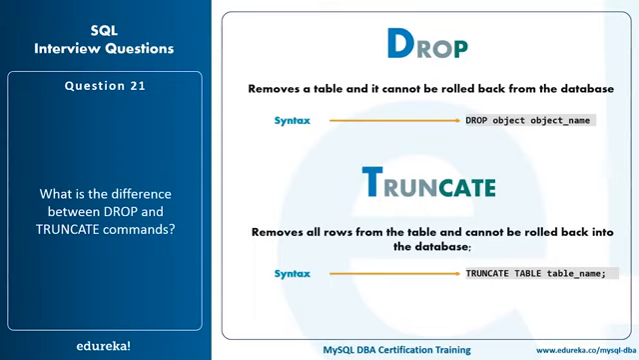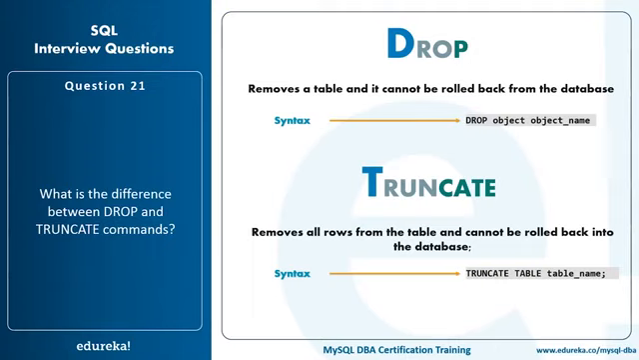And the truncate command removes all the rows from the table and also cannot be rolled back into the database. So the drop command and the truncate command differ by this. Whenever you use the drop command, you drop the complete table, and whenever you use the truncate command, you will remove all the rows from the table. The syntax of both the commands is almost the same.